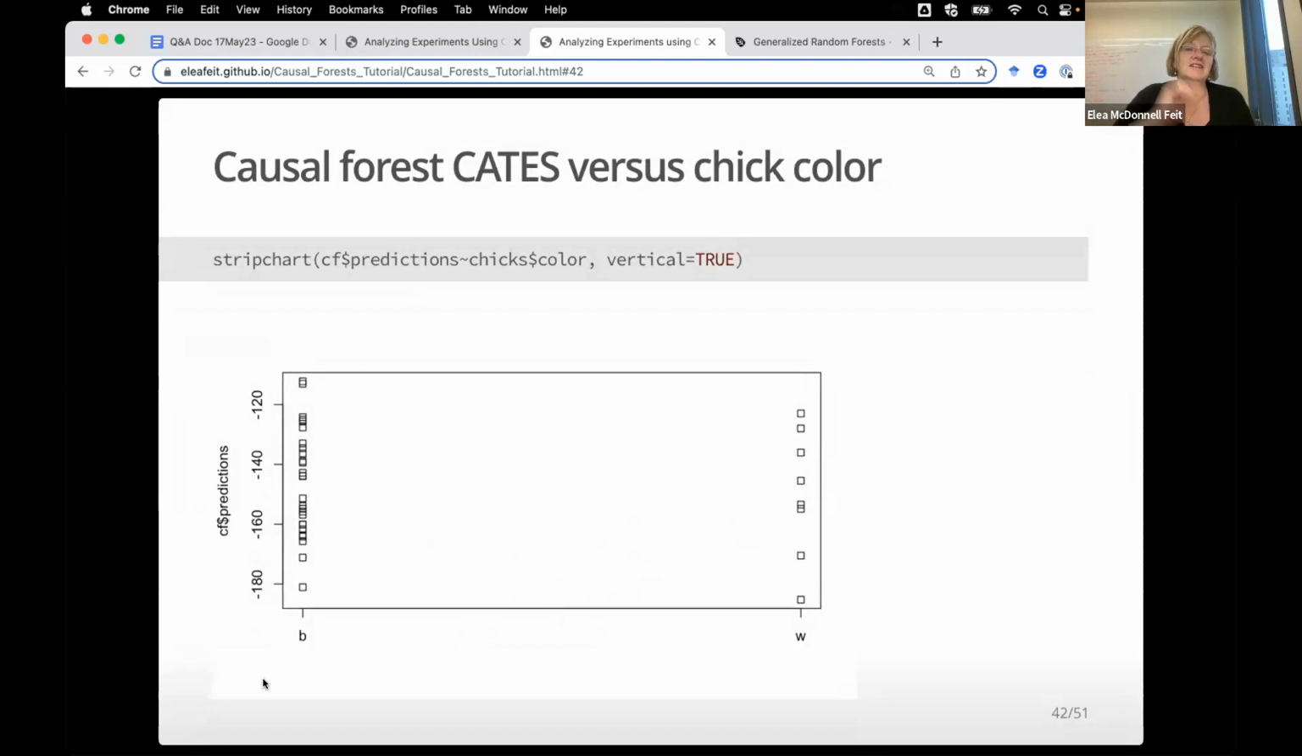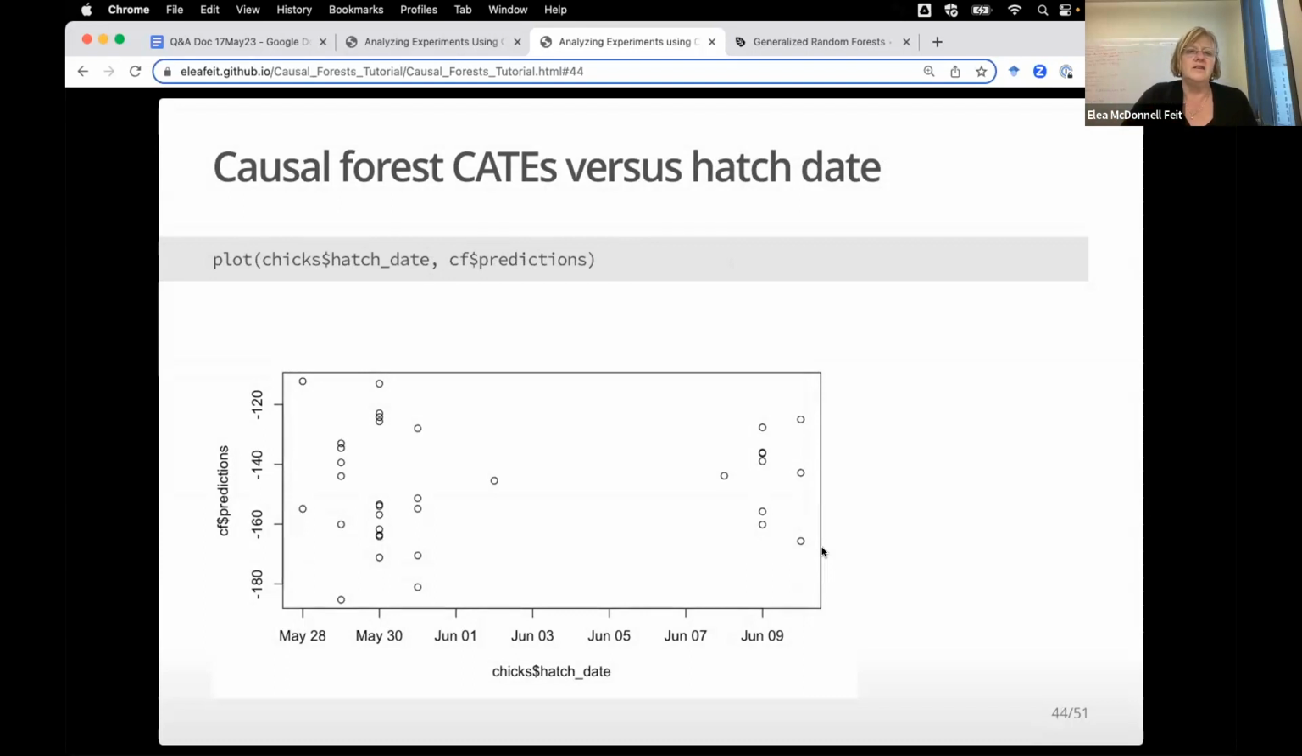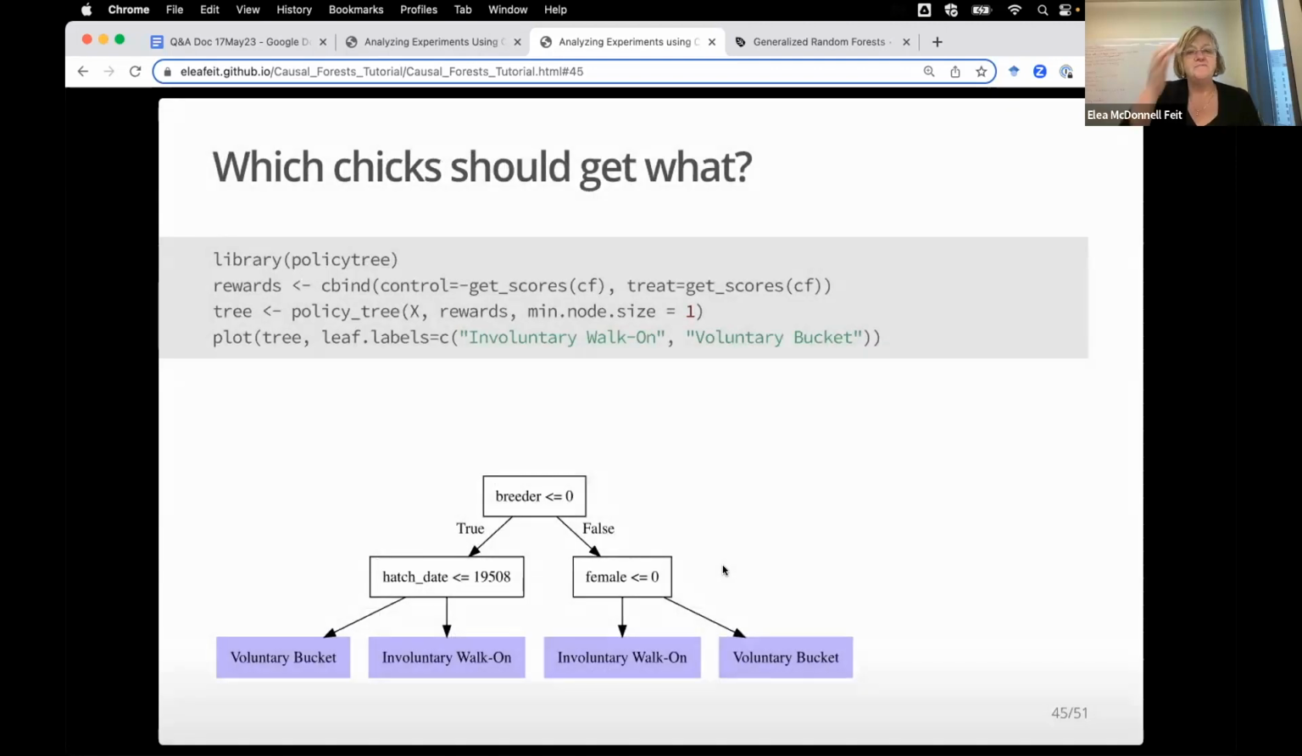We could also plot the predicted CATEs versus each of the modifiers. So we have one modifier that's color. So we can see here are the predictions for all the brown ones, and here's the predictions for all the white ones. Not too much action going on there. Here's the predictions for all the female ones, and here's the predictions for all the male ones. Also not a lot going on there. And here is the hatch date. So that's a continuous variable. So we can plot that against the prediction, and also not a lot of action going on there. I'm going to skip this one.